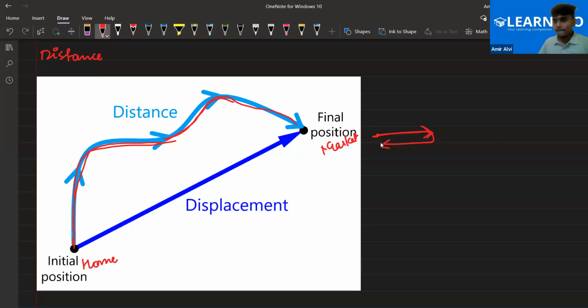It will increase. That's the thing. Distance is a scalar quantity. That's why it will only depend on the magnitude. Okay. So do you know what is scalar and vector quantities?